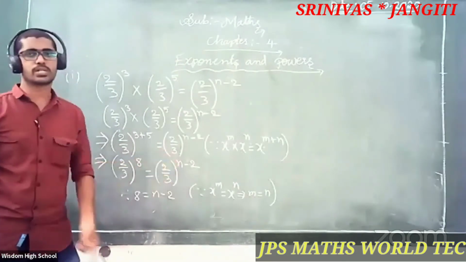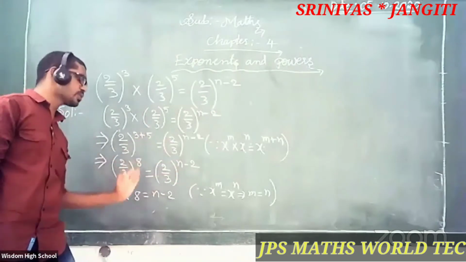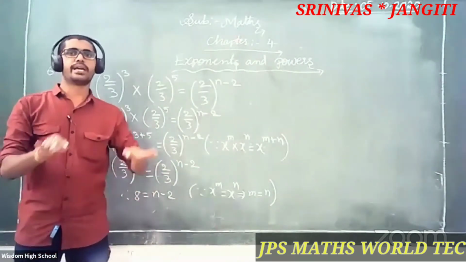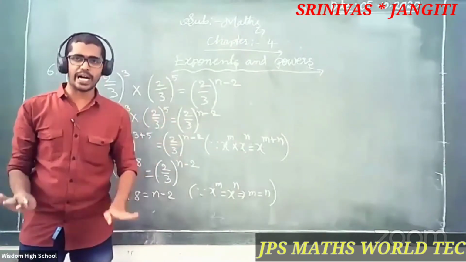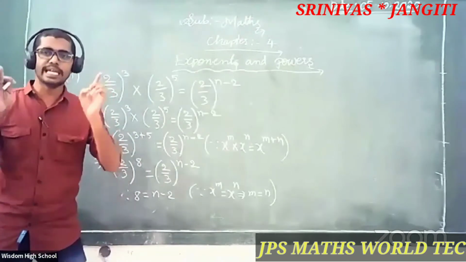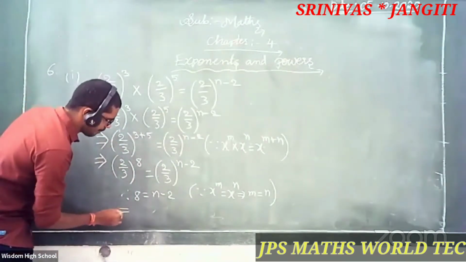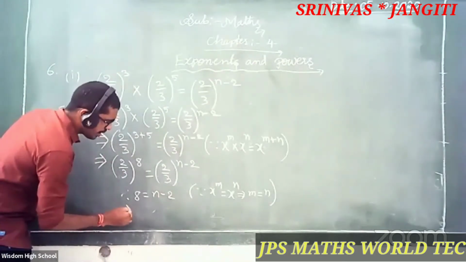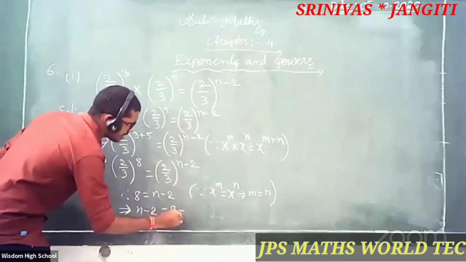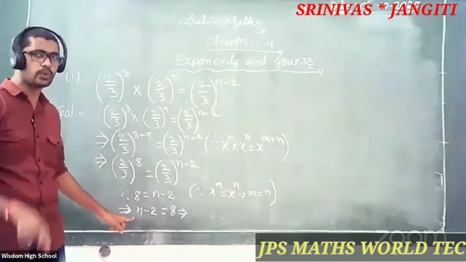That's why 8 is equal to n minus 2, or n minus 2 is equal to 8. In the same manner, you know, when the bases are equal, then the exponents are equal. Is it clear? Very good, students. Come here. Yes, n minus 2 is equal to 8. What to find out? Yes, the n value. Good, students.